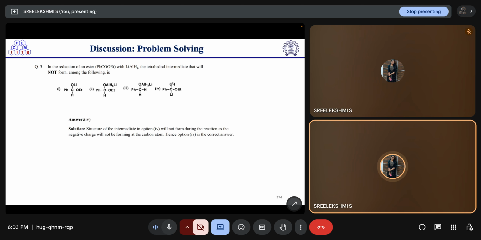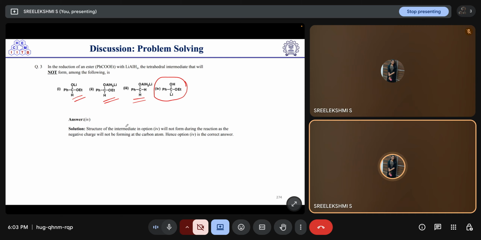So here the correct intermediates are 1, 2, and 3. This is not an intermediate which will form. This is the first intermediate that will be forming. Then that will convert into this one. This aluminum hydride will attack over this oxygen and it will form this intermediate. And then this hydride again will attack and OEt will leave to form this intermediate.